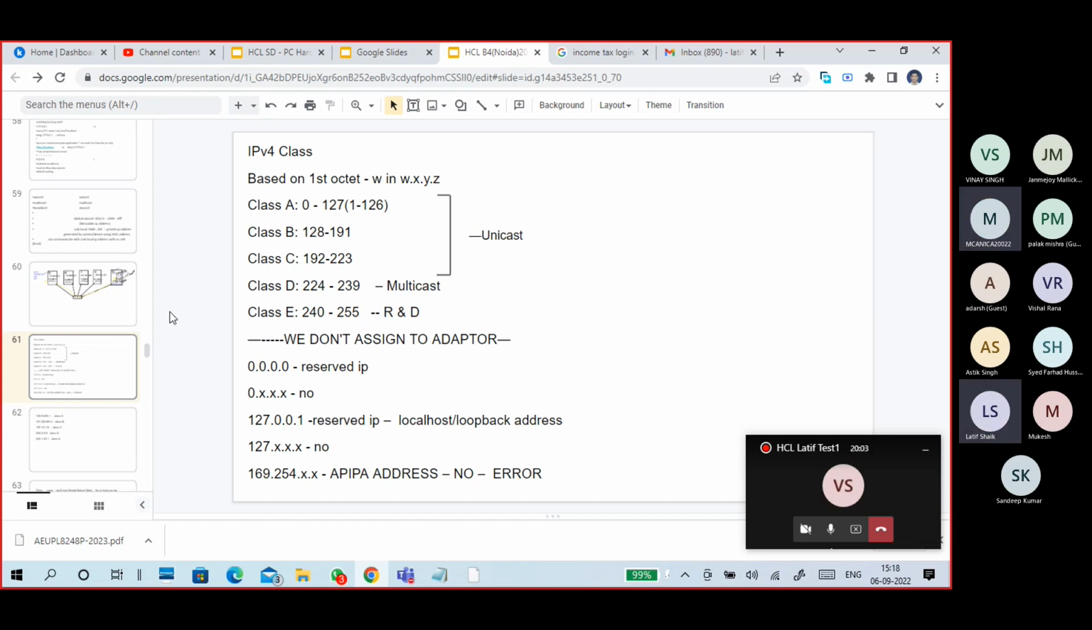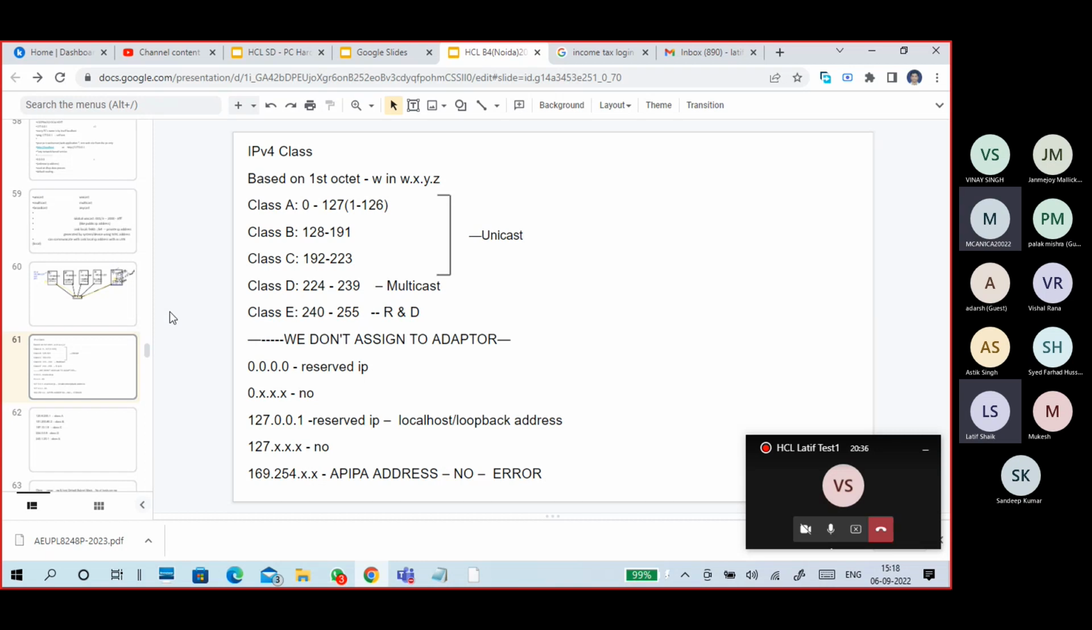And every PC has its own local IP address, whether with NIC or without NIC. Every PC has its own name, localhost, and the IP address is 127.0.0.1. Of course, the entire 127 series is not used for assignment; it is used for a special loopback purpose. And what is this APIPA? I will explain it later.